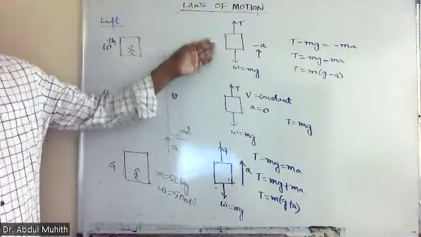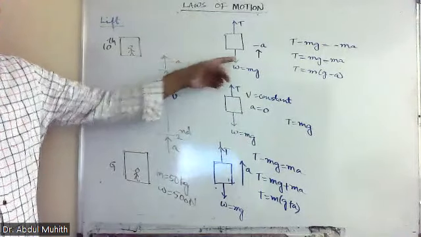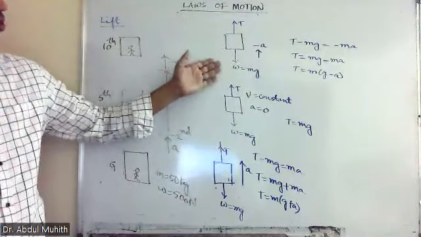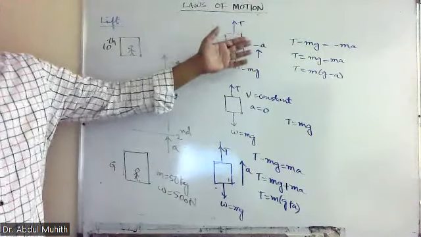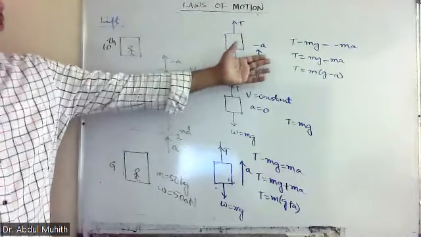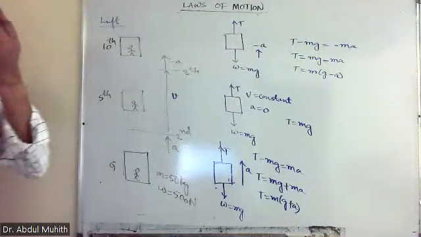Next, in this third case, what will happen? It is decelerating. So the weight is acting downwards, tension is acting upwards. So T minus mg is equal to minus ma. So T equal to mg minus ma, m into (g minus a). Okay, so this is the situation.